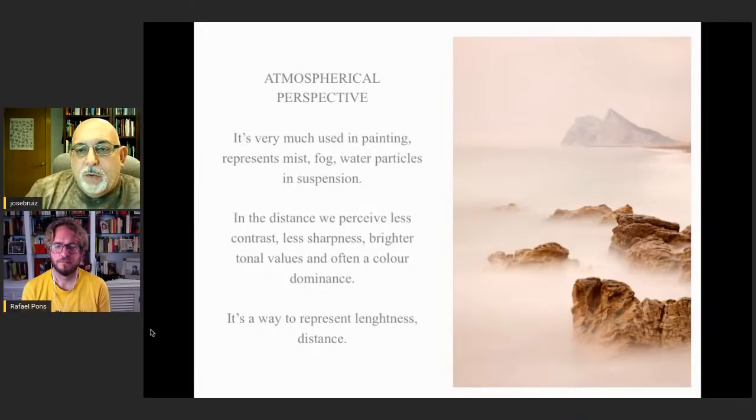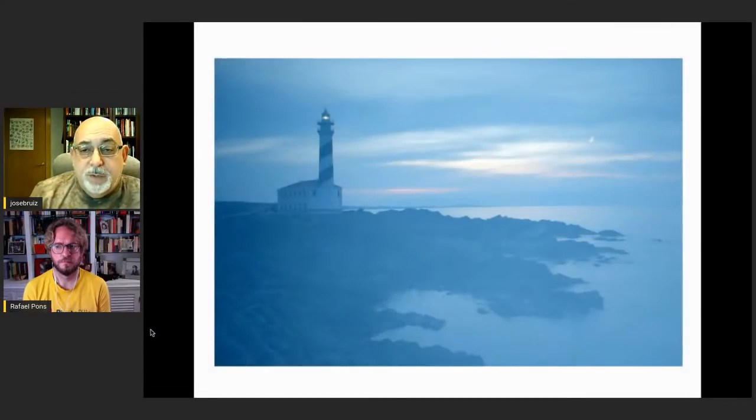He established how it works. It is the amount of water particles in suspension in the atmosphere, in the air, and it makes you perceive less contrast in the distance, less sharpness in the distance, brighter tonal values in the distance, and often a dominance of color, which can be cold and bluish on cloudy days, or warm in the twilight. If you look at the rock in the foreground, it's very well defined, with a lot of contrast, and as you go up, it vanishes. There is this atmospherical charge, these atmospherical drops.